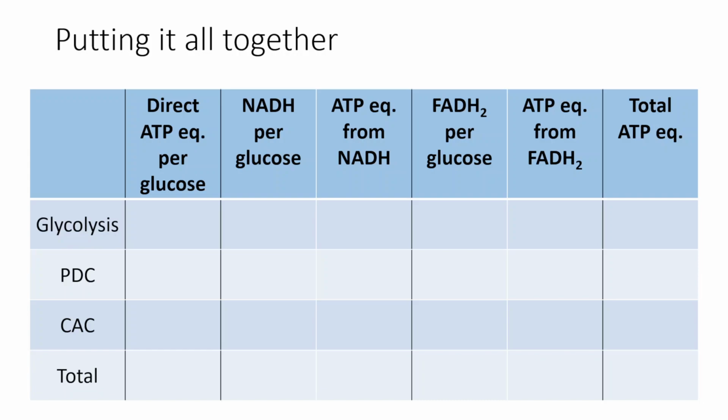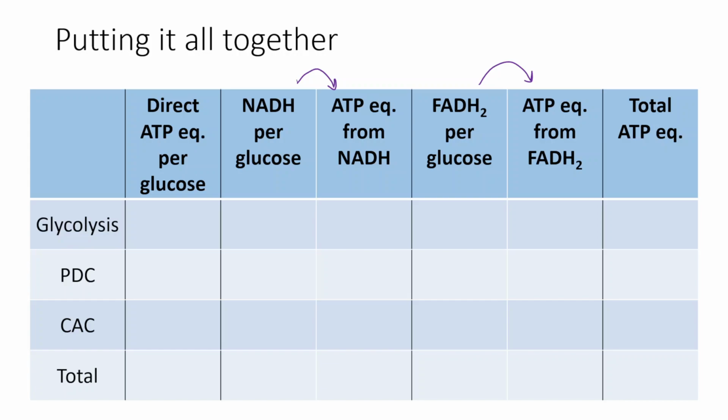And then you can start putting together, for every glucose molecule, so this is per glucose, how many ATP or ATP equivalents, such as GTP, do you make directly? How many NADHs do you make? How many FADH2s do you make? And then for every NADH, how many ATPs do you make? And for every FADH2, how many ATPs do you make? And then we can add them all together.